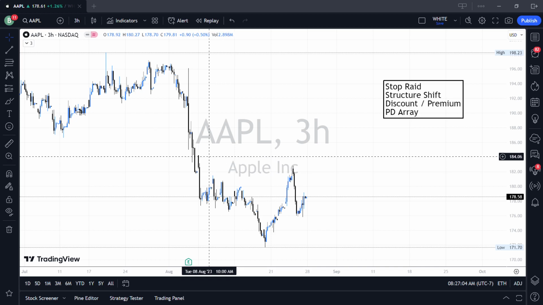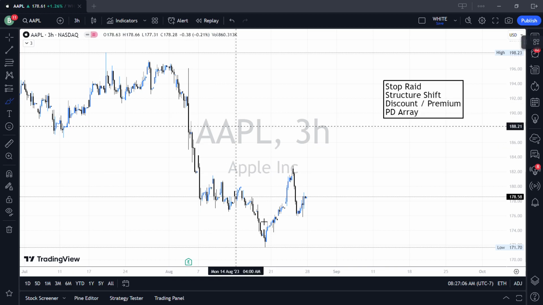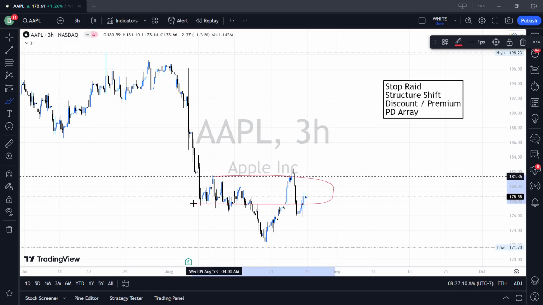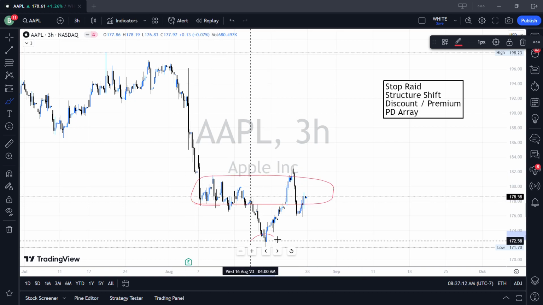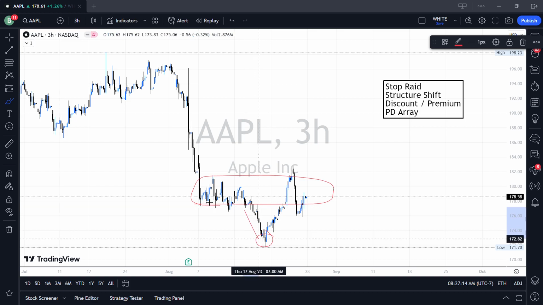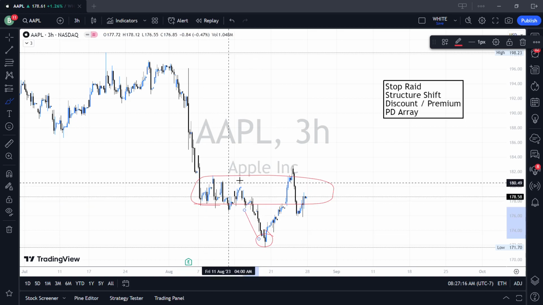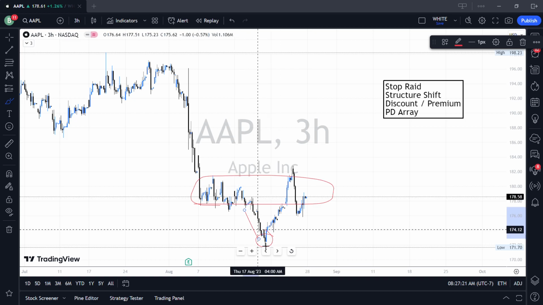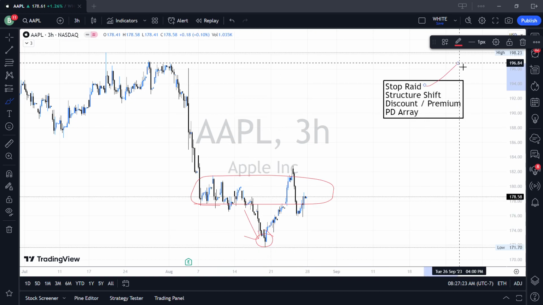So stop raid. If someone was looking to get long on Apple, you have accumulation here, correct? Now here you would have your stop raid. So anyone getting long here for this entire week got stopped out here. That would also be your manipulation in price and your stop raid.